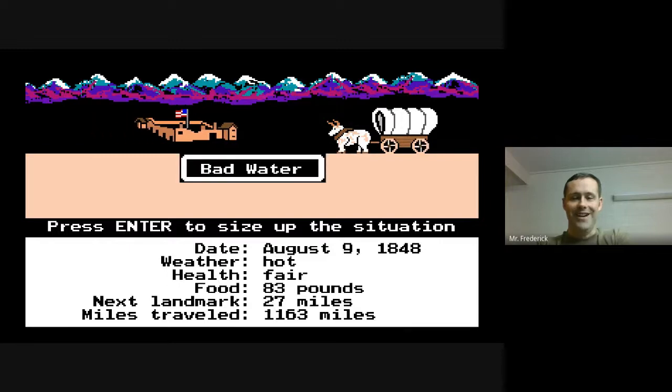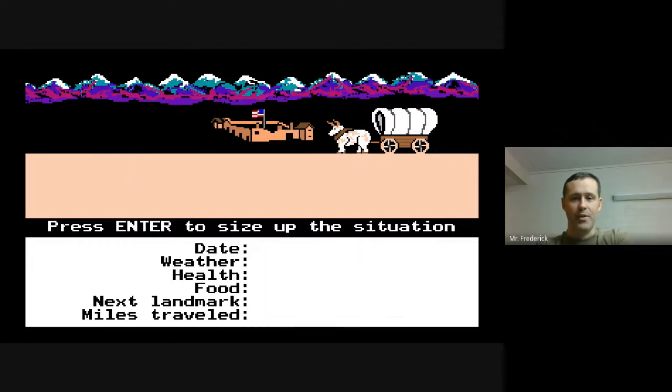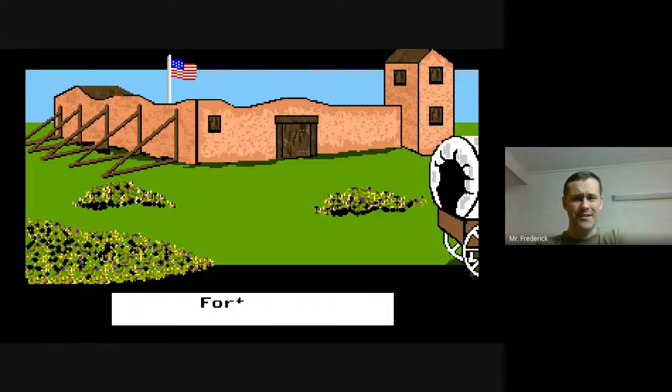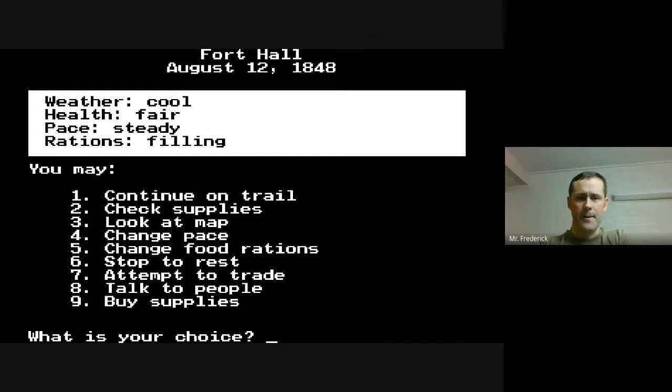Okay, I'm not buying food. I'm going to try to get to the fort, and I'm going to rest a little bit and hopefully buy food. I'm at Fort Hall. Would you like to look around? Yes. That doesn't look like a very good fort. Or like it wants to be a fort. Okay. Oh, buy supplies. There we go. Let's see.